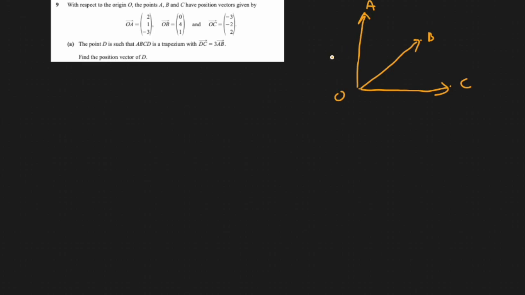That means DC and AB are parallel, because one vector is a scalar multiple of the other, which means they are parallel. So AB is this, CD has to be... CD is longer? Yes. So CD has to be this, and these two will be parallel. This line and this line are parallel. So suppose this is D. So it becomes trapezium A, B, C and D. Okay, find the position vector of D. Alright, so first we'll find this vector AB.